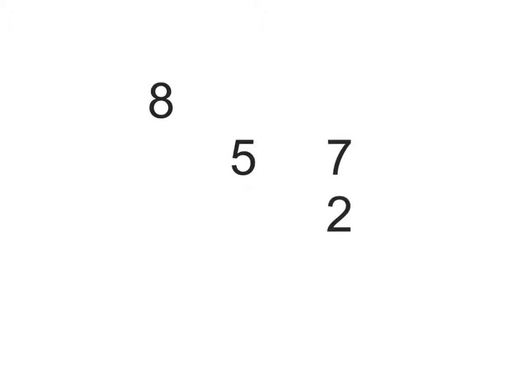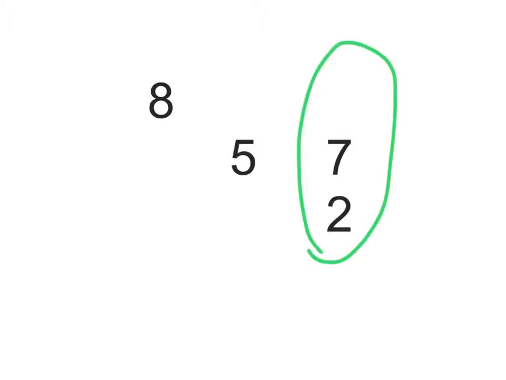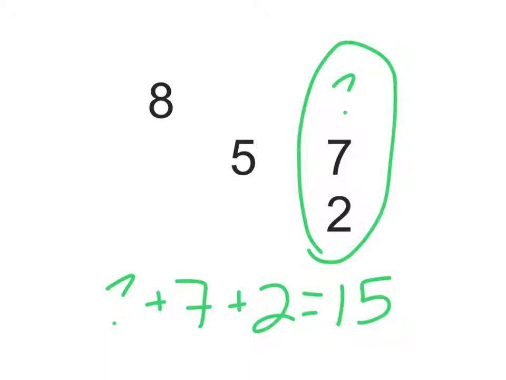Now from there, we can start to fill in. So I already have 8, 5, 2 to be 15. Now, if I look at this last column, I'm only missing one number. So I have something plus 7 plus 2 equals 15. What plus 7 plus 2 equals 15? 6. 6 plus 7 plus 2 equals 15.